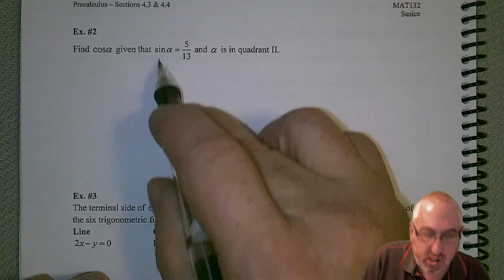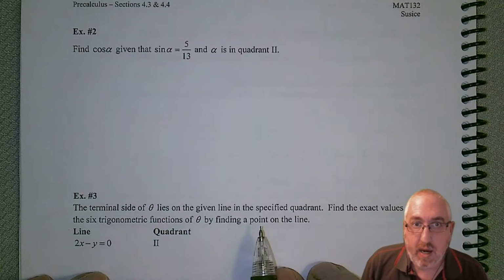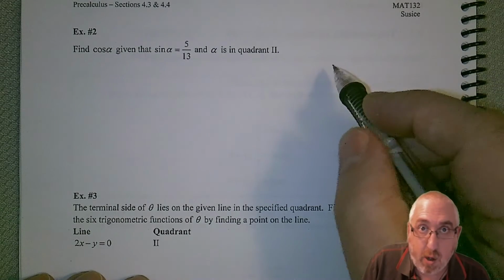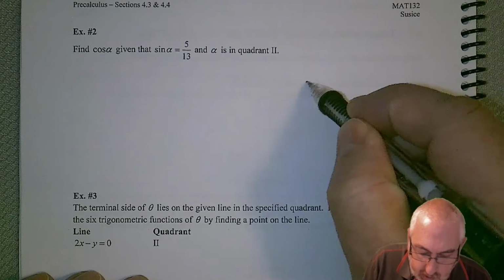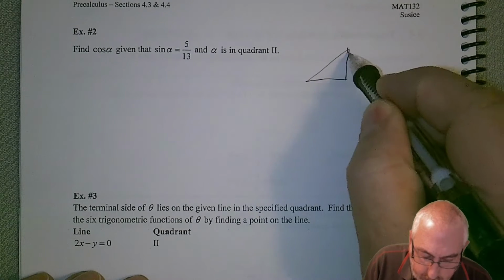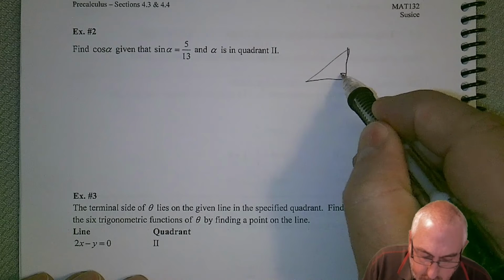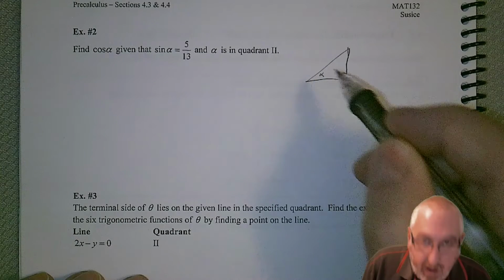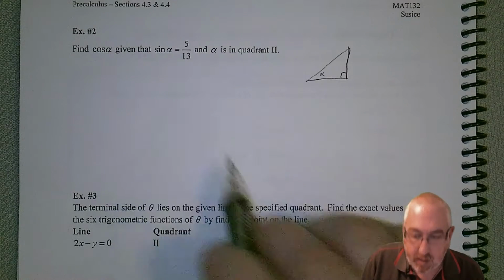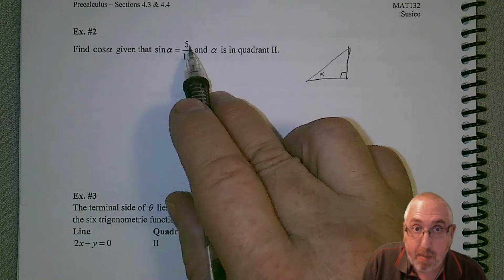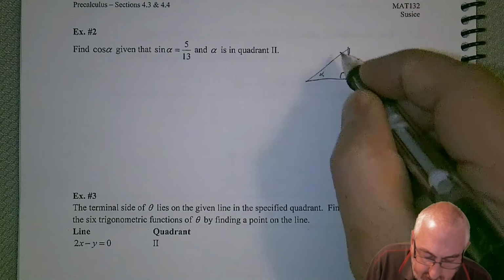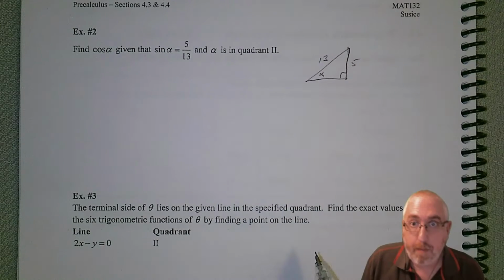So the first thing is try to break down this sine of alpha equals 5/13. So we don't need to draw it in the second quadrant per se. We can just draw any kind of right triangle and then go from there. So if our angle alpha is down here, and we know that the sine is 5/13, we know that should be the opposite over the hypotenuse. So we can say that this is 5 and this is 13.